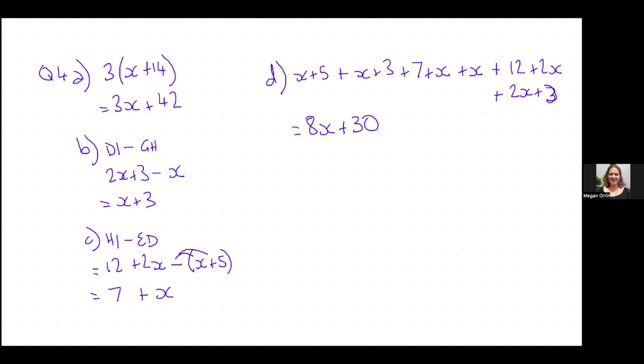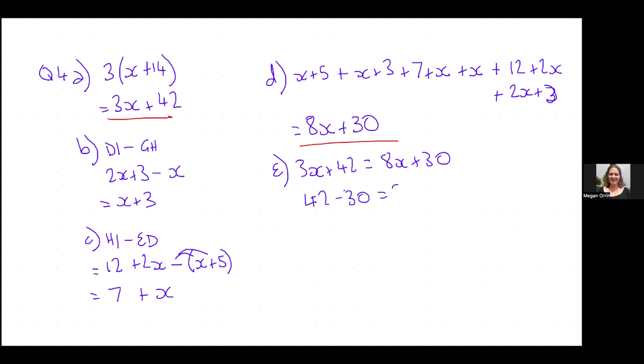All right, now part E is telling me that the perimeters are equal. So this is very much what we did earlier. Aren't we just being told that this is equal to this? So I'm going to set up an equation that tells me that. So 3x plus 42 equals 8x plus 30. All right, so that means I'm going to solve for x. So I'm going to say that 42 minus 30 equals 8x minus 3x. So 42 minus 30 gives me 12, and 8x minus 3x gives me 5x.